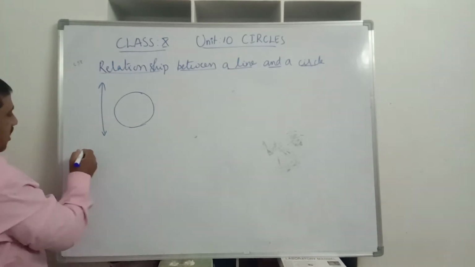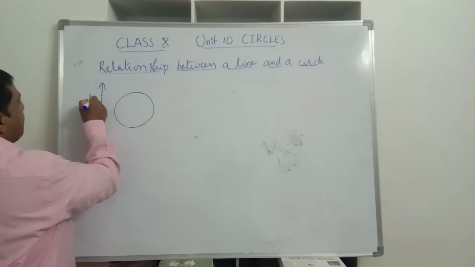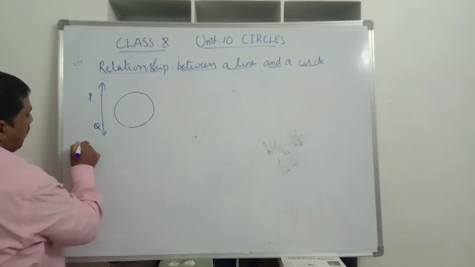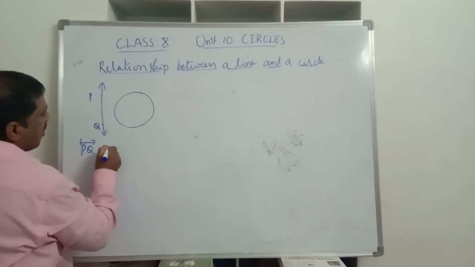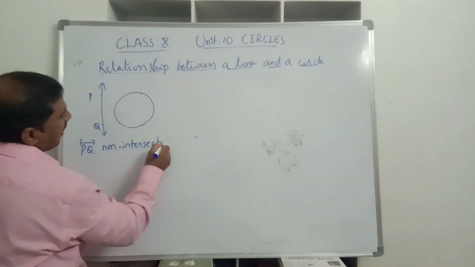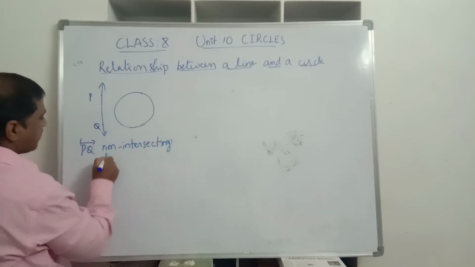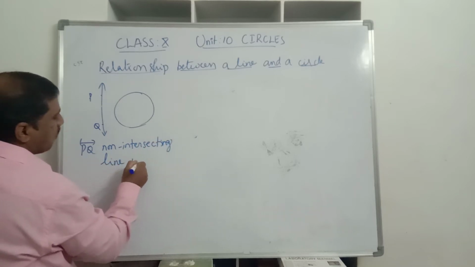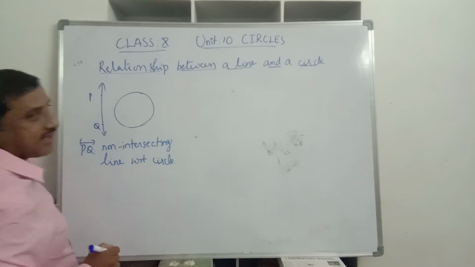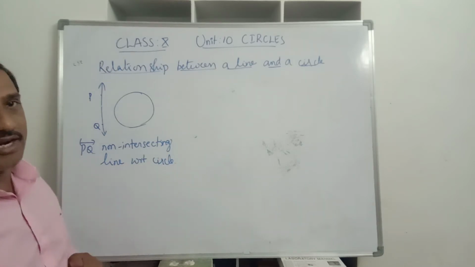Take this line as P and Q. So line PQ is known as what? It is a non-intersecting line with respect to the circle. This is a non-intersecting line as it has no common point.